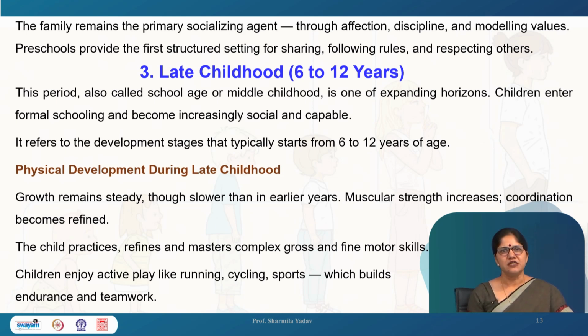Growth remains steady, though slower than in earlier years. Muscular strength increases, coordination becomes refined. The child practices, refines, and masters complex gross motor skills and fine motor skills. Children enjoy active play like running, cycling, and sports, which builds endurance and teamwork.